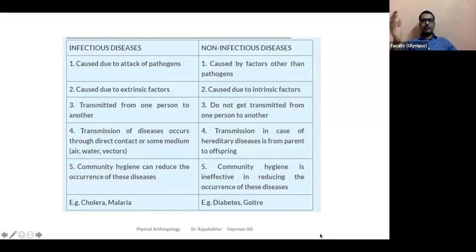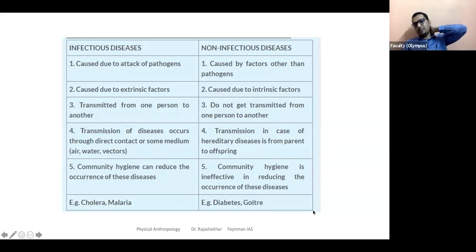So not caused by pathogens. If it is because of pathogens, you can spread. Correct. But it's not because of pathogens. It's because of intrinsic factors, factors that are within you. May also be environmental factors. But in the sense that it could be problems that are happening to the internal parts of the body or the response to external stimuli. Those diseases are called non-infectious.